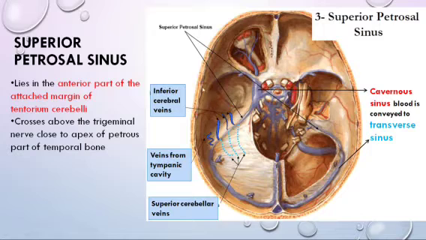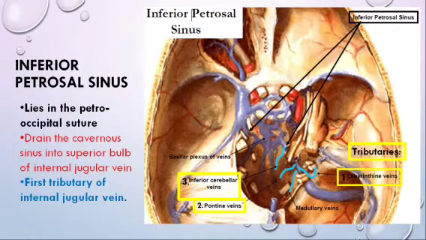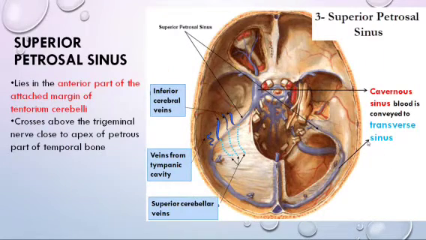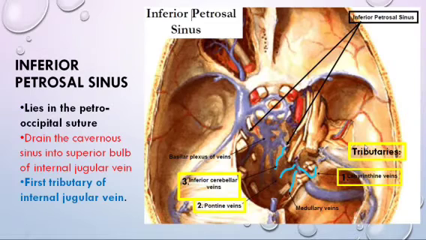Okay. Now, if you see the tributaries of the superior petrosal sinus, it receives the inferior cerebral vein, veins from the tympanic cavity, and the superior cerebellar vein. Actually, the petrous part of the temporal bone consists of the middle ear and internal ear. The middle ear is also called the tympanic cavity. So the veins from the tympanic cavity drain into the superior petrosal sinus. So, now clear about superior petrosal sinus? Any doubt in this? Okay, I'll continue with the inferior petrosal sinus.